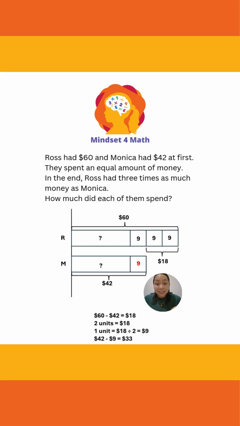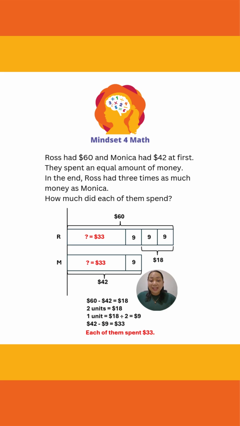Since what we are asking for is the amount that each of them spent, I can now compute for that by deducting $9 from $42. So 42 take away $9 is equal to $33. Each of them spent $33.